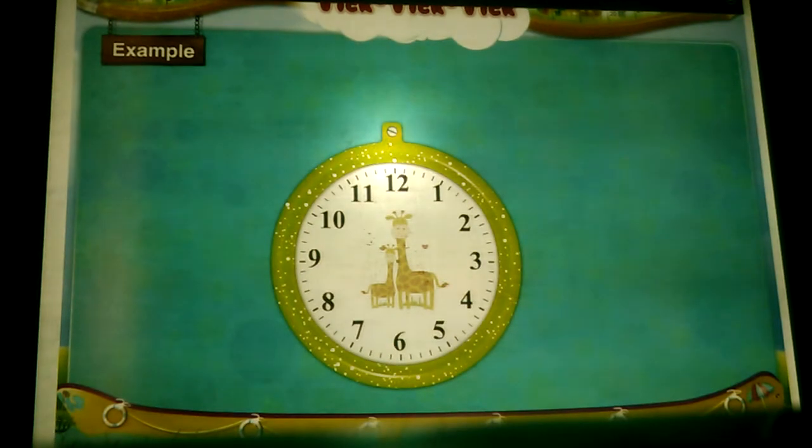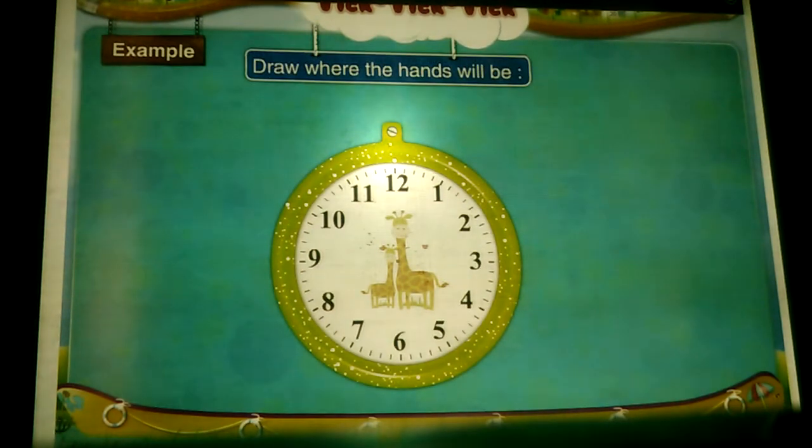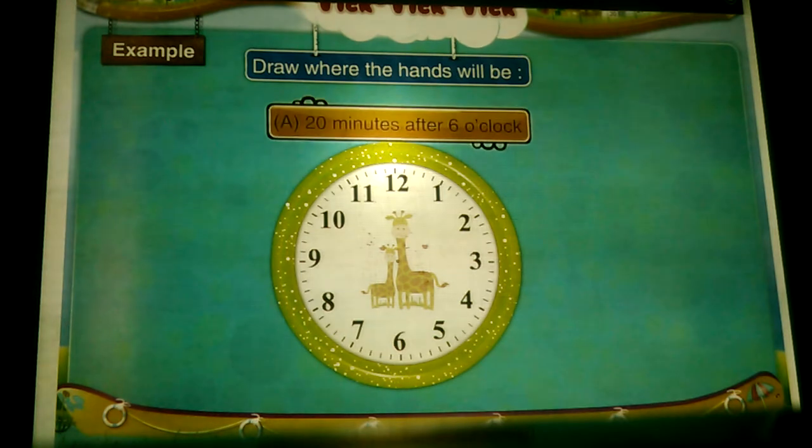An example. Draw where the hands will be. A. 20 minutes after 6 o'clock. The solution. 20 minutes after 6 o'clock means the hour hand, that is the small hand, should be at 6 and the minute hand, that is the big hand, at 4. This is the correct representation.